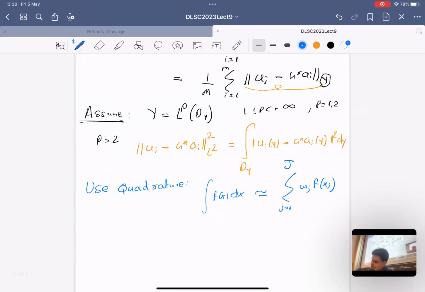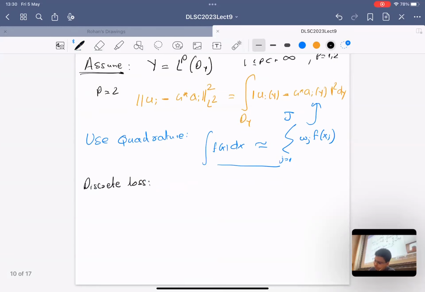So this is what I'm going to do. I'm going to use a quadrature to approximate this integral here. Now this comes slowly, I'm reaching where I want to. So my discrete loss is the following. So this is L.